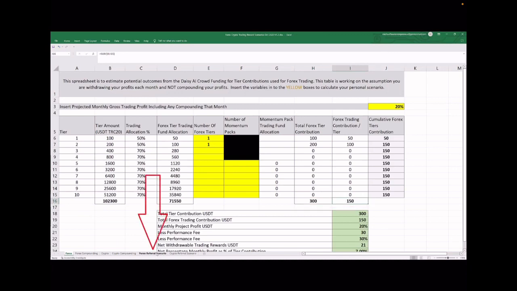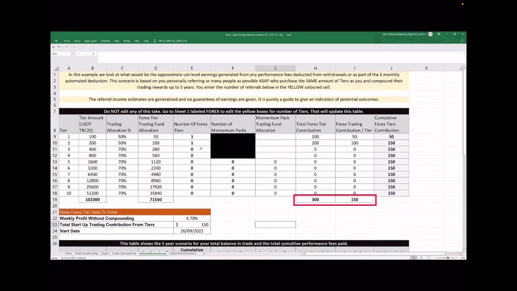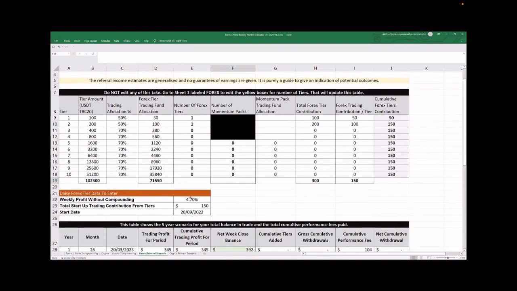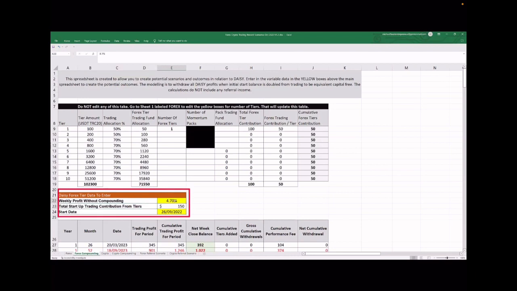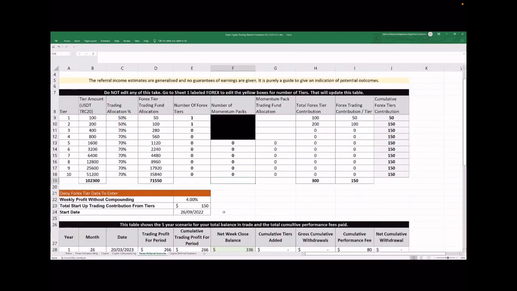We now click on the Forex referral scenario on the bottom, and we can see here it shows those same results. Now we can work on the scenario of what the weekly profit would be without compounding. Right now we're averaging 4.7% per week. You can go back to the Forex compounding sheet and adjust that number. So if you wanted to be more conservative and make it say 4% rather than 4.7 to accommodate for any actual declines in performance.